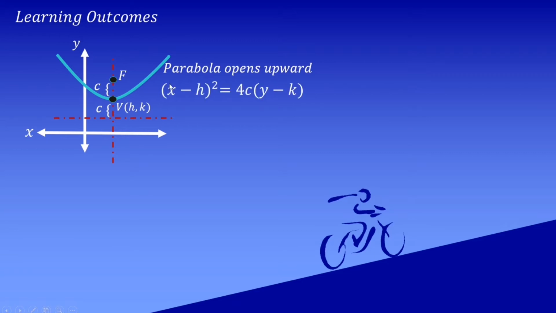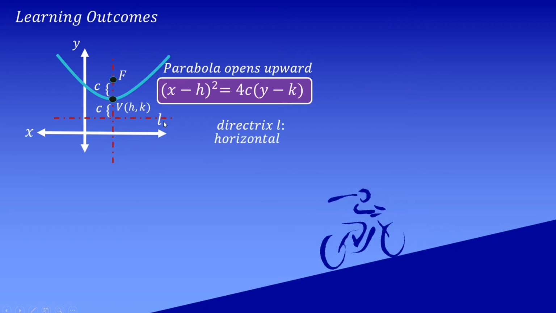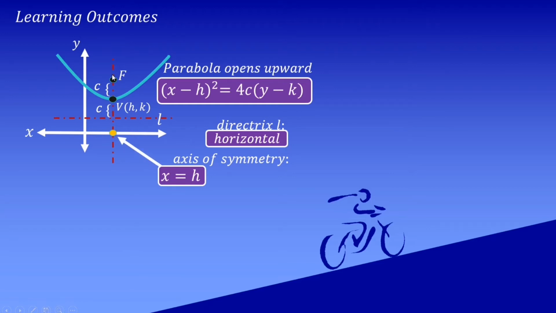Ito yung ating template: (x minus h) squared is equal to 4c times (y minus k). Ang ating directrix crosses the y-axis, that is horizontal. And we have also the axis of symmetry, that is x is equal to h. And this line is vertical, which divides the parabola into two parts.